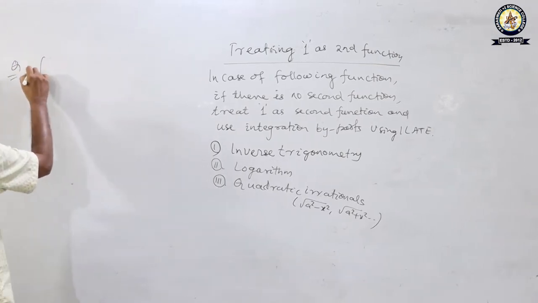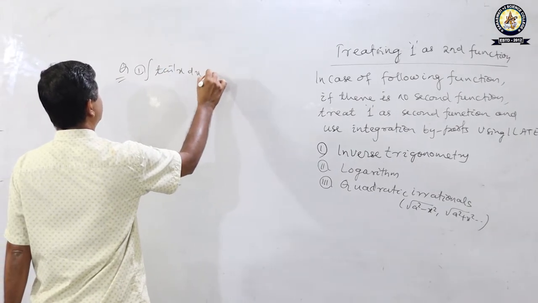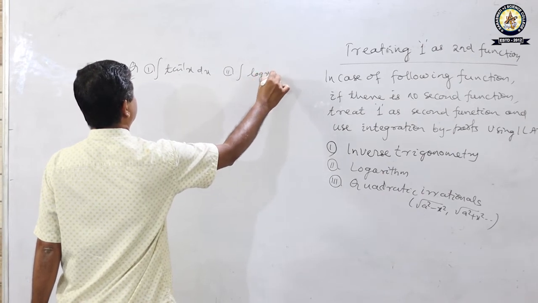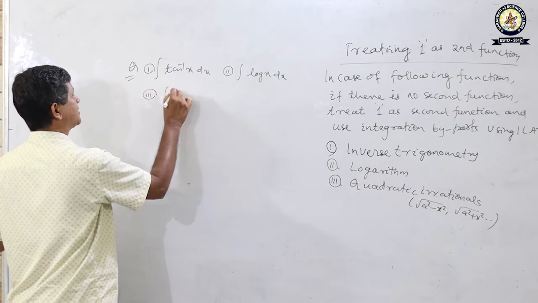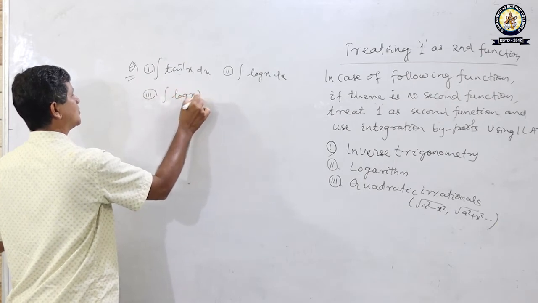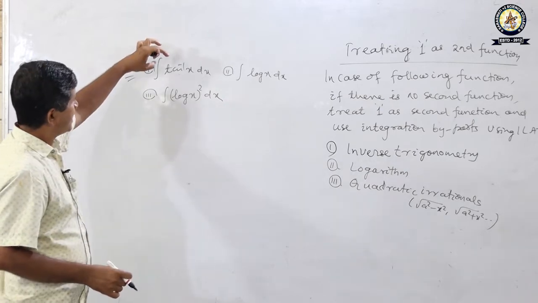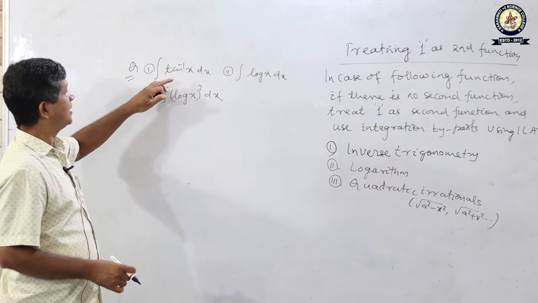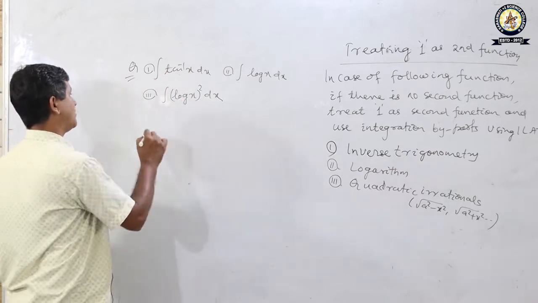Integration of tan inverse x into dx. Second bit, integration of log x into dx. Third bit, integration of log x whole square into dx. Look at here, tan inverse x is the only function. There is no second function. Still, we use integration by parts, treating one as the second function.